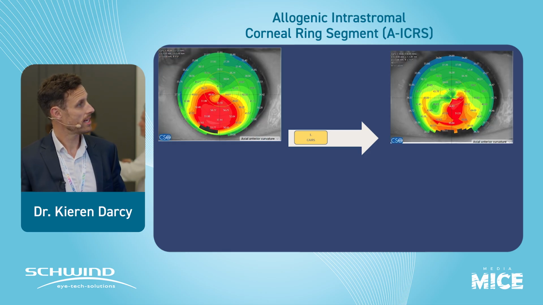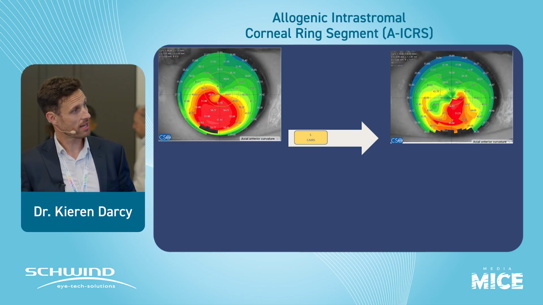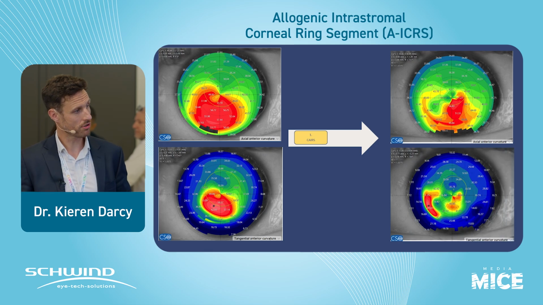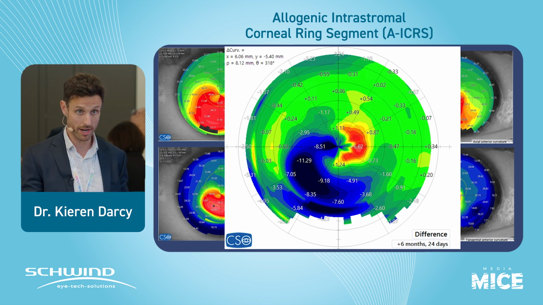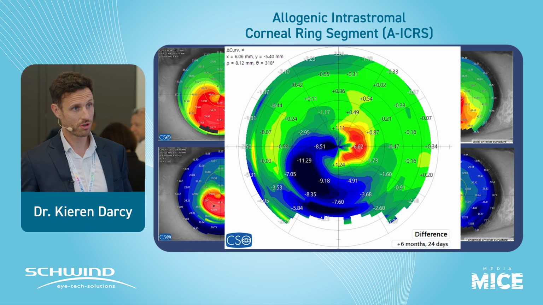And what we can see here, his pre-ops anterior axial curves and the anterior tangentials. And you see, again, with a difference map, we've had a similar amount of regularization. So around 17, just over 17 diopters of regularization. So a great result. Has it got him to the point that we need to get him to?